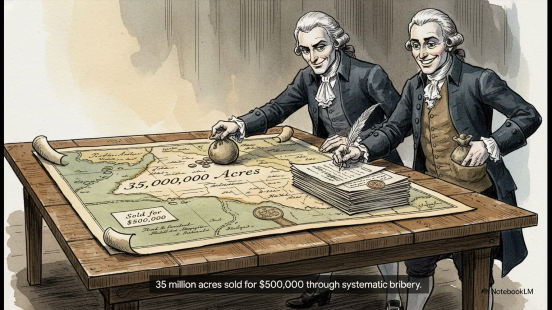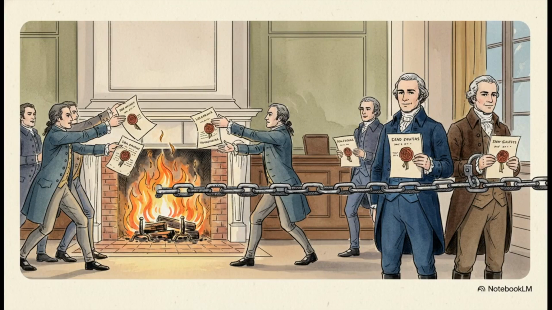How did they pull this off? Through systematic, brazen bribery. Speculators distributed cash and company shares to almost every single member of the state legislature just to secure the deal. Of course, when the public found out, a newly elected reformist government passed the 1796 Rescinding Act, voiding the corrupt contracts and literally burning the physical bills in the streets.